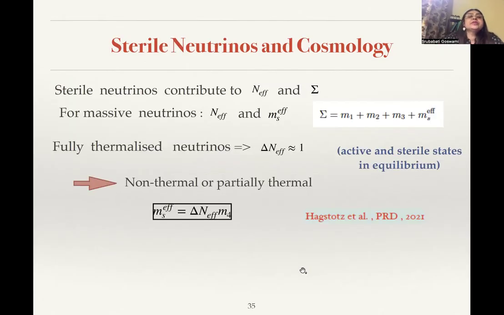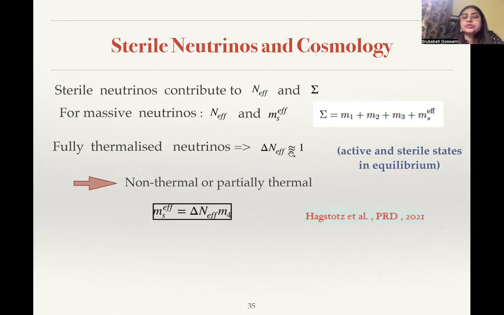Now, what happens when we have a sterile neutrino? Sterile neutrinos can contribute to N_eff, as I have shown, and they can also contribute to the sum of the neutrino masses. For massive neutrinos, we have two parameters: one is N_eff and one is m_s^eff. In this sum, we add the sum of the three neutrino mass states plus one m_s^eff.